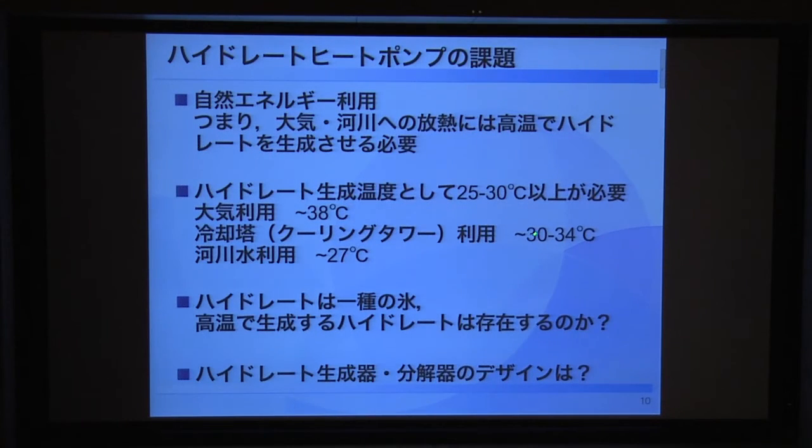What are the challenges of a hydrate heat pump? As I mentioned earlier, if it's just cooling rooms, if you're doing a direct discharge of the heat, basically it has to be about 40 degrees. So it means that the hydrate has to be generated at a very high temperature. But hydrate is a type of ice, as I mentioned. So this is basically a conflict in logic.